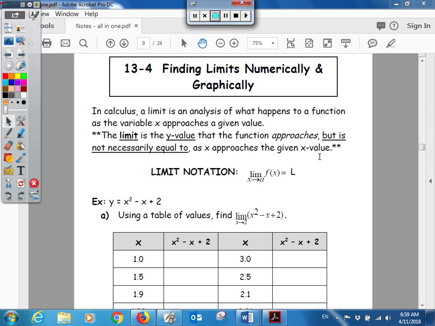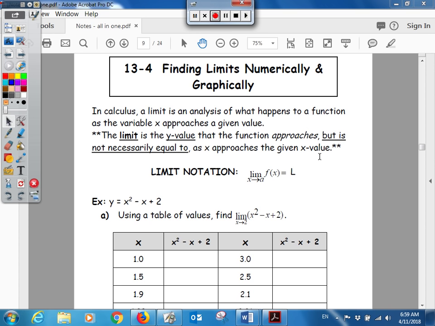Okay, today we're talking about finding limits, and we're going to specifically be talking about finding limits numerically and graphically. This is a calculus topic, and finding limits is the first thing that you'll study in calculus. A limit is an analysis of what happens to a function as the variable x approaches a particular value, a given value.